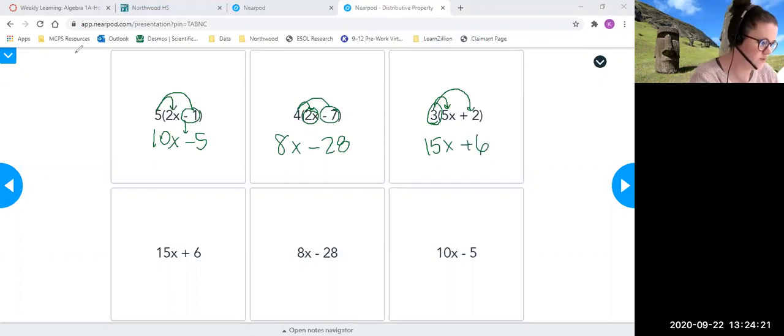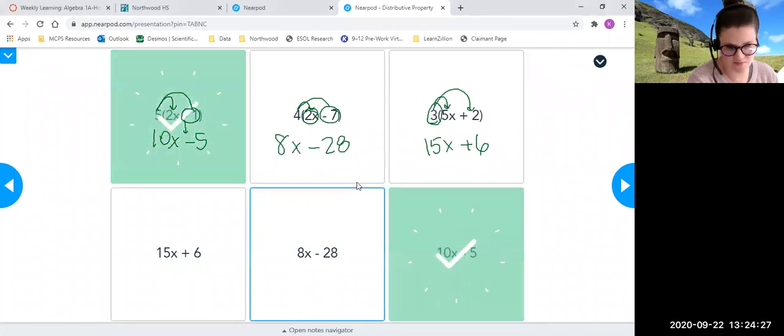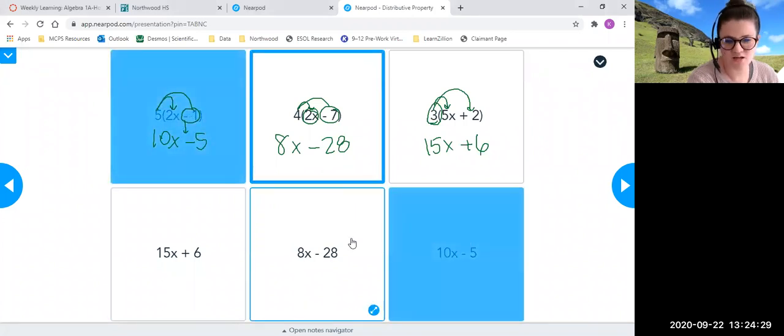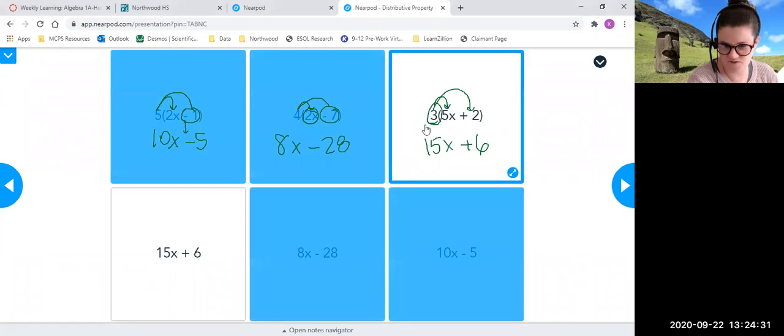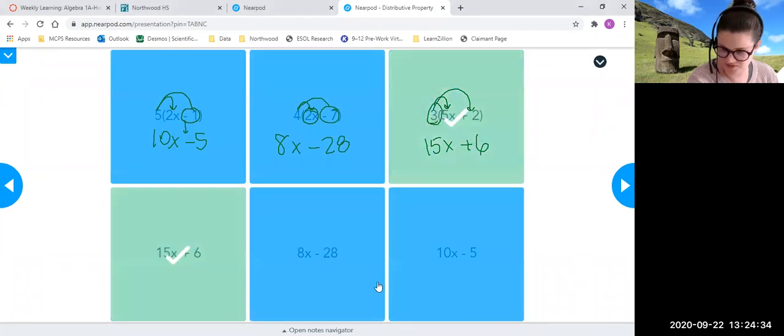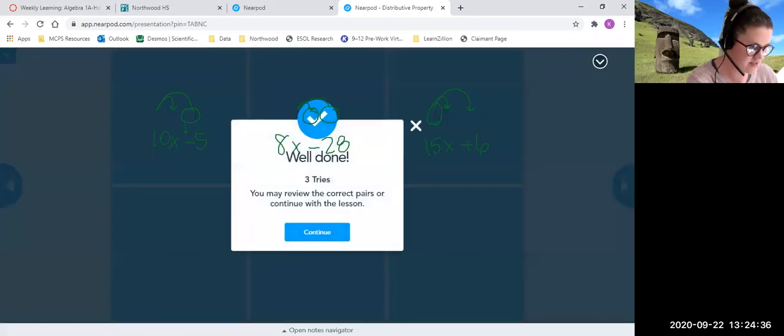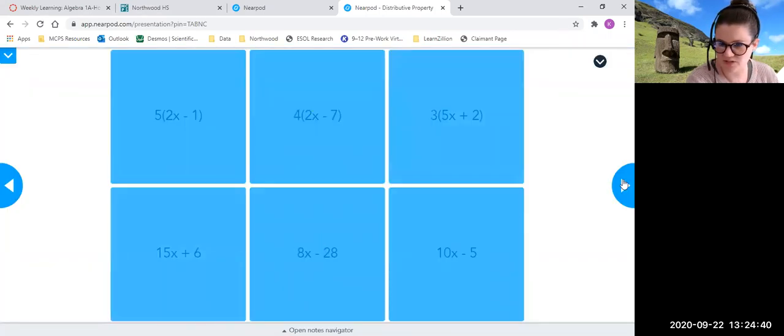All right, so what we do on this slide is we connect them. 10x minus 5, 10x minus 5, 8x minus 28, 8x minus 28. 15x plus 6, 15x plus 6. All right, well done, hooray. All right, continue, go on to the next one.